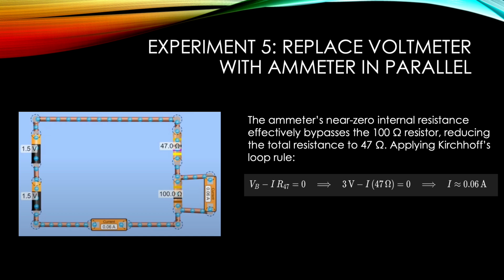Experiment 5. What if we replace the voltmeter with an ammeter in parallel? The ammeter's near-zero internal resistance efficiently bypasses the 100 ohm resistor, which reduces the total resistance to around 47 ohms. So applying Kirchhoff's loop rule, we can see that the current will become approximately 0.06 amps.